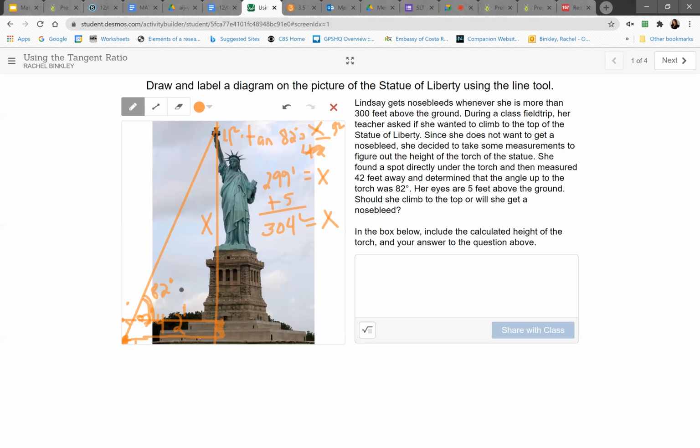And the question is, should she climb to the top or will she get a nosebleed? Well, it says she gets nosebleeds whenever she's more than 300 feet above the ground. So we discovered if she went to the torch, she would be at least 304 feet above the ground. So she would in fact get a nosebleed.